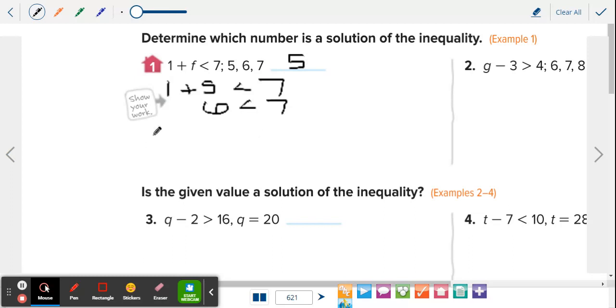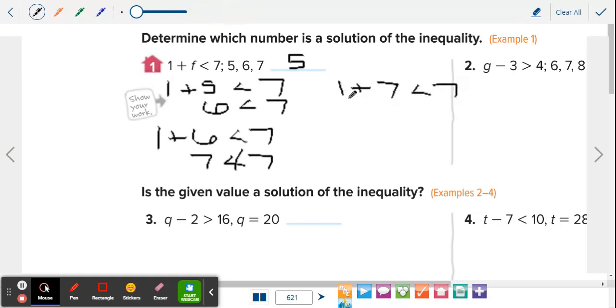Let's see if the other two are. So now we have 1 plus 6 less than 7. What's 1 plus 6? Is that true? No. And then 1 plus 7 is less than 7. So 8. Is 8 less than 7? No. So the only one that works is 5. That's it. Your proof and your evidence is your work. Okay, that's how this works.